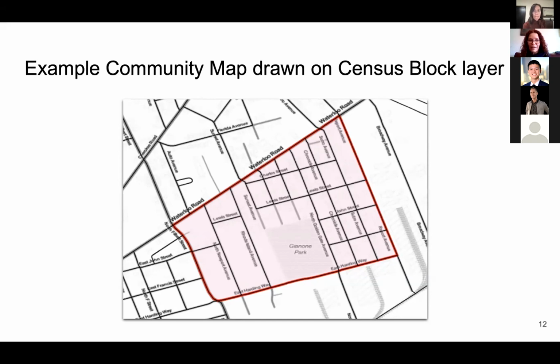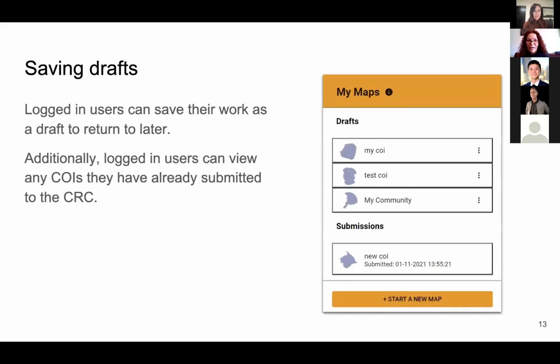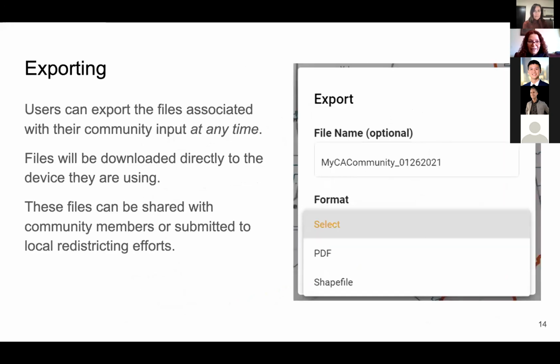So this is just a little map of somebody who drew a community area. Next, please. And then you can save a draft if you want to, and then you can go back and modify it if you did create an account. And then finally, you can export it at any time. You can download the files if you want to.